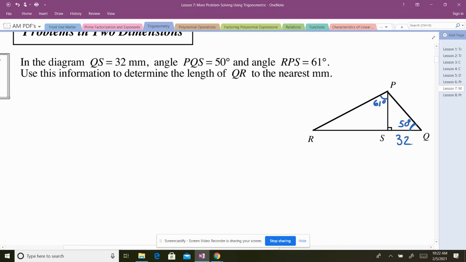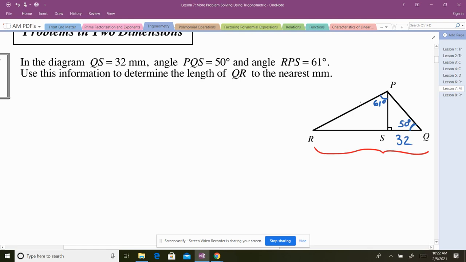They want us to calculate the length of QR. So they want to know this whole thing. That's what we're trying to figure out. When you have two triangles munched together, you're going to have to do it in a couple of different steps. It's not going to be a single step question. So if I know that QS is 32, I need to find RS. If I know RS, I can add it to 32 and then I get my answer.